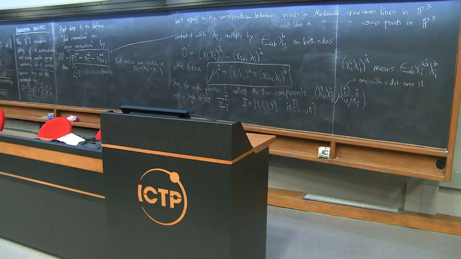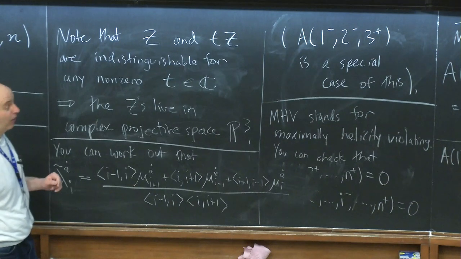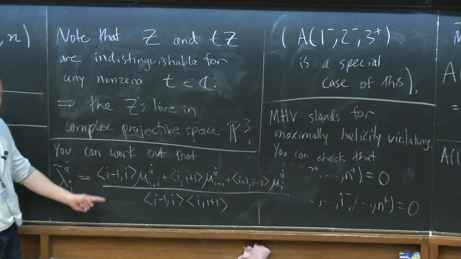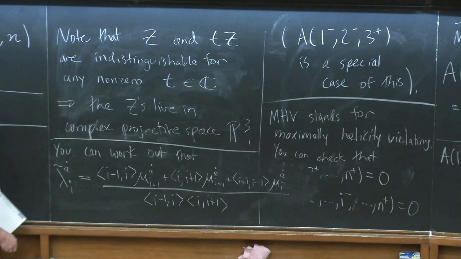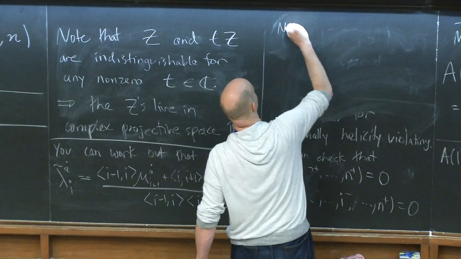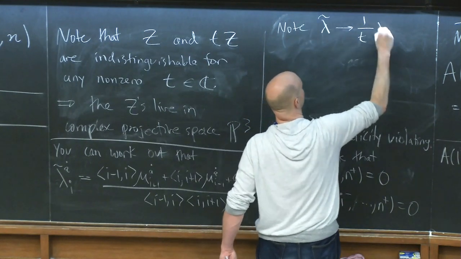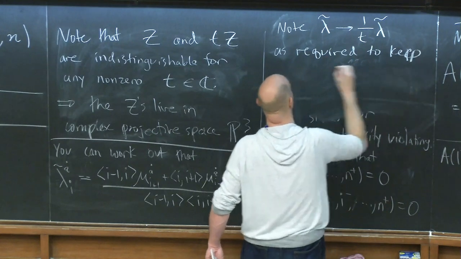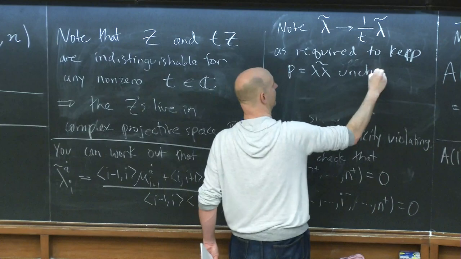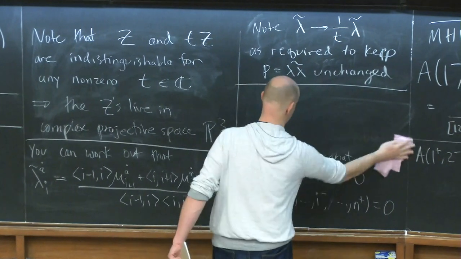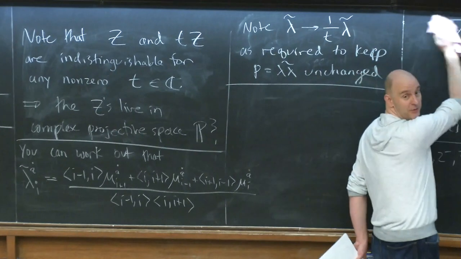And let's check that this satisfies the correct scaling property. So if we simultaneously rescale all the lambdas and all the mu's by a factor of t, the numerator here will scale by a factor of t cubed, and the denominator will scale by a factor of t to the fourth. So indeed, this gives us the correct scaling. Note, lambda tilde scales like 1 over t lambda tilde as required. Keep p equals lambda tilde unchanged. Are there any other questions?